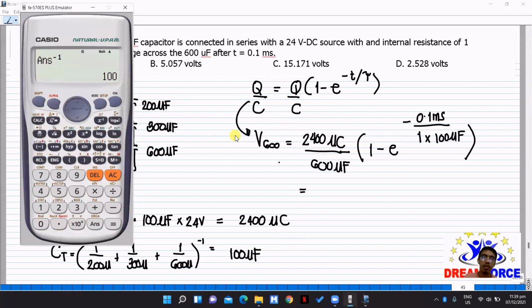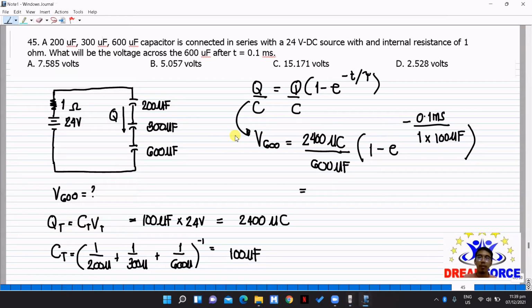Okay, so let's find the voltage of the 600 microfarad capacitor. That is 2,400 microcoulomb, magka-cancel yung micro, so over 600 multiplied by 1 minus E raised to negative 0.1 milli over 100 micro. And that is 2.5285. That is in volts.